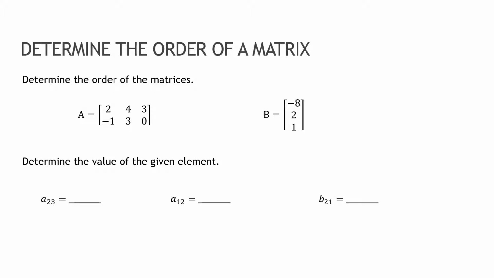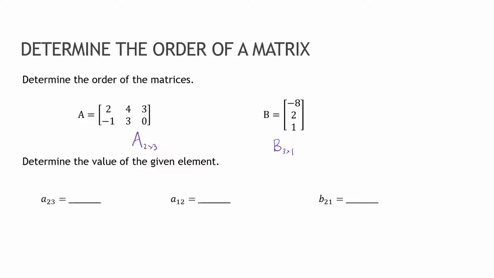So the order of the matrix is just written as a number times a number, basically, and it's rows times columns. So this guy has 2 rows and 3 columns, so A is a 2 by 3 matrix. And B has 3 rows and just 1 column, so B is a 3 by 1 matrix. So that's the order of each of those matrices. And again, you don't need to write it as the subscript. If they just say give the order, it could be 2 times 3, etc.